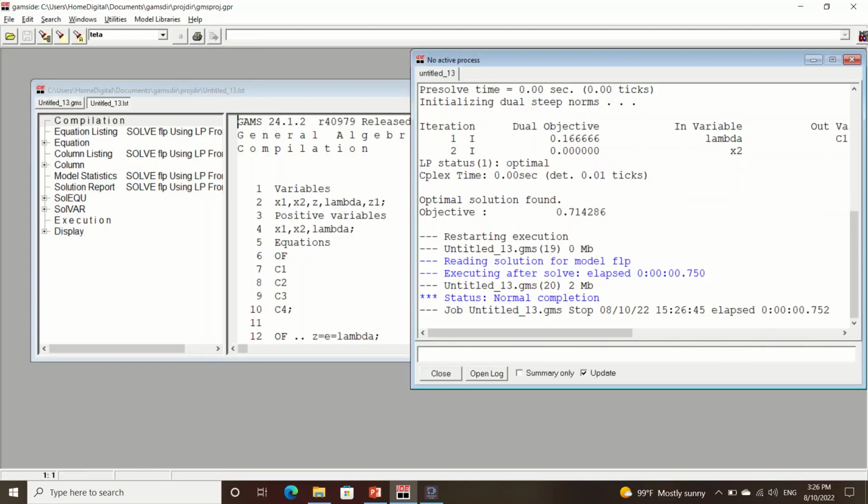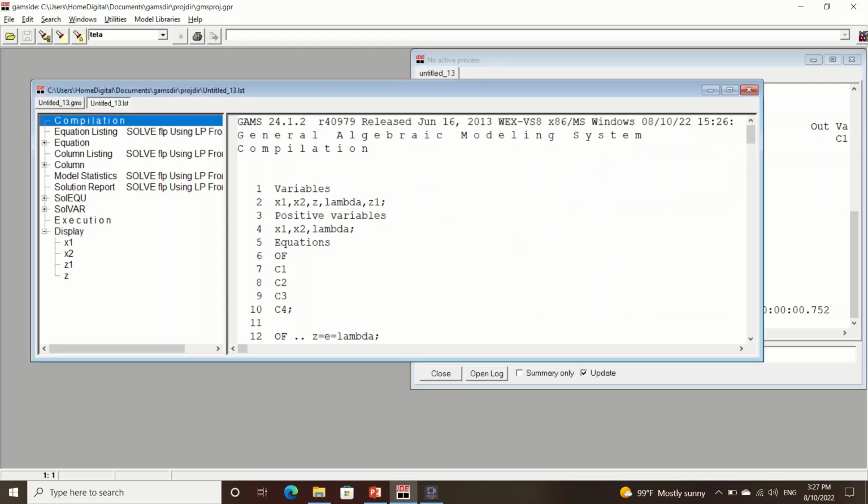Okay. As you see, the objective value equals 0.7 approximately. Now this means that lambda equals 0.7. 70% or membership degree is equal to 70%. And another variable, for example, Z1.